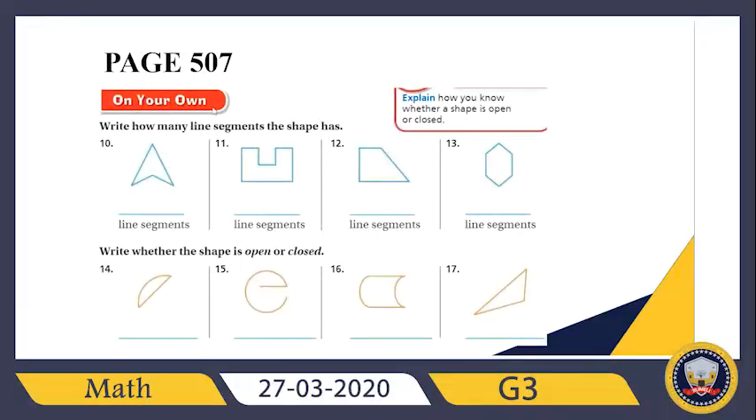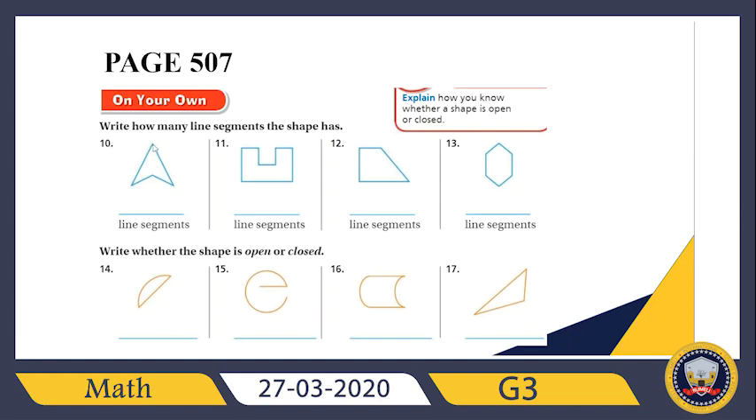On your own part, if you want, you can stop the video right now and fill in this question by yourself, and then you can check your answers with this video. Okay, if you finish, let's start. It says write how many line segments the shape has. Okay, question 10. How many line segments?